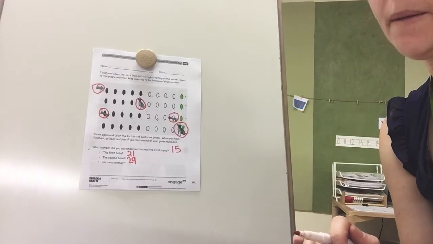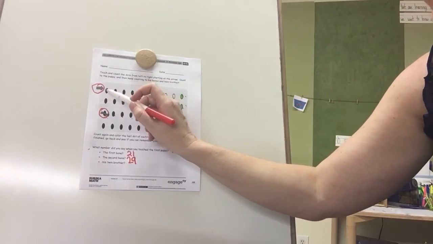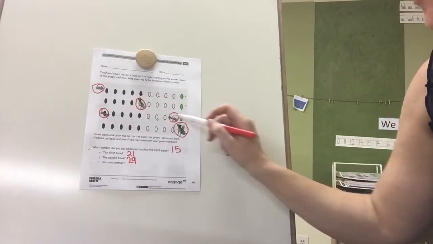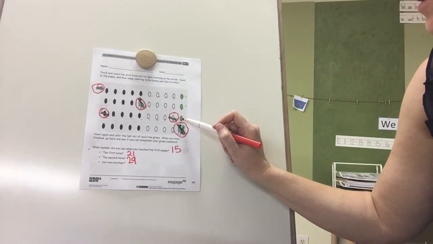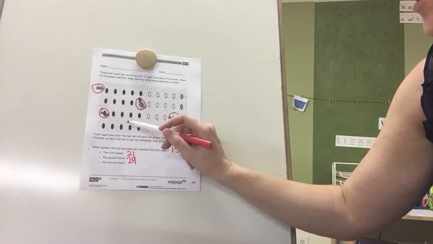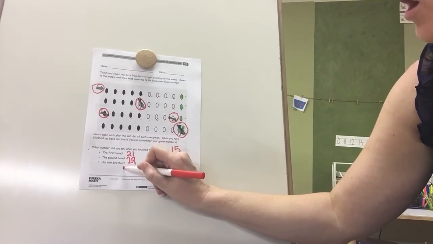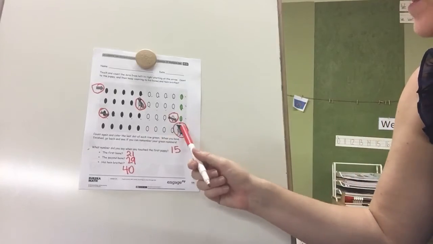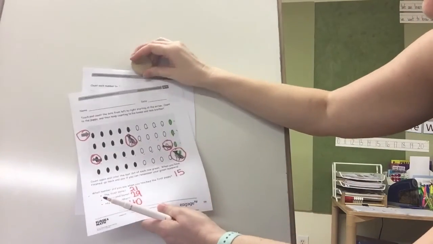Figure out what number the twin brother was on. So you could do shortcut counting, 10, 20, 30, 40. You could count from 29, 30, 31, 32, 33, 34, 35, 36, 37, 38, 39, 40. There's all different ways to figure out that the twin brother is on 40.